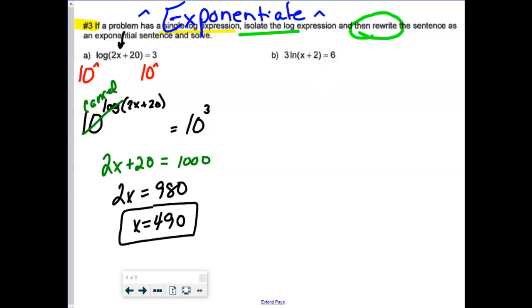All right, part B here. The logarithm, which is a natural logarithm this time, is not isolated yet. So the first thing you're going to need to do for me is isolate it by dividing both sides by 3. You could have raised the 3 up back into the power position. That would have worked, but it's really easier if you just get it out of there. So we have the natural log of x plus 2 equals 2.